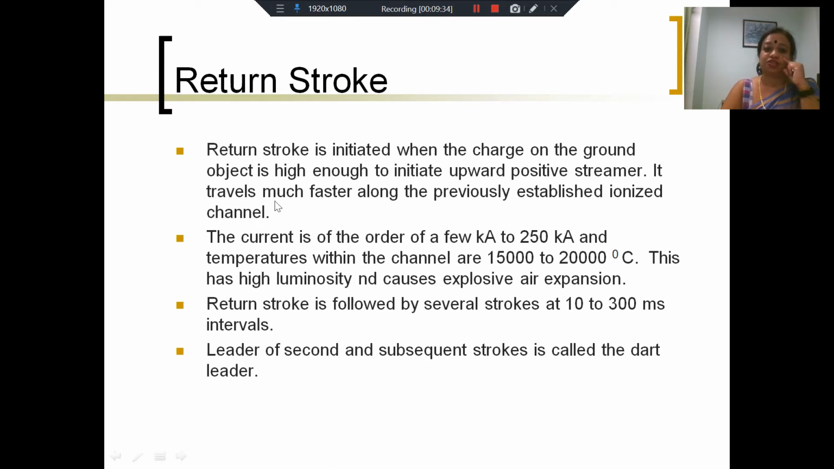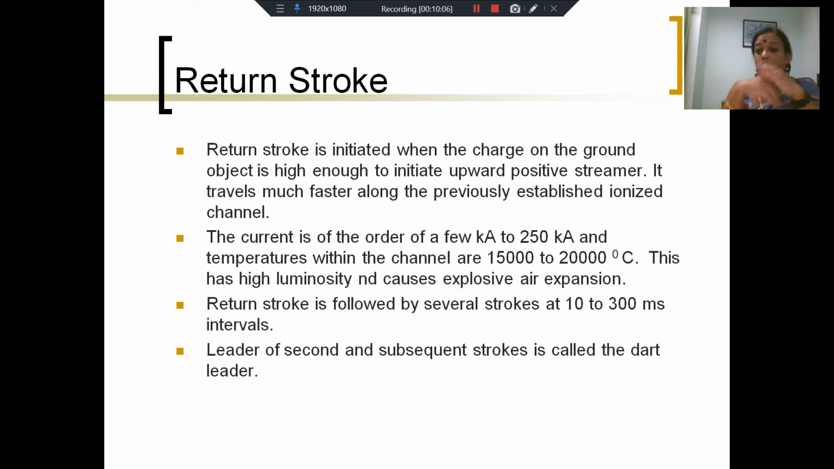And this return stroke travels much faster along the previously established ionized channel. We already have the ionized channel; you don't have to create it as it goes. The current is very high, of the order of kiloamperes to 250 kiloamperes. The reason that lightning strikes are damaging and dangerous is mainly because of the high current content. Because when you have a very high current flowing, there is a corresponding I squared R t heat generated.